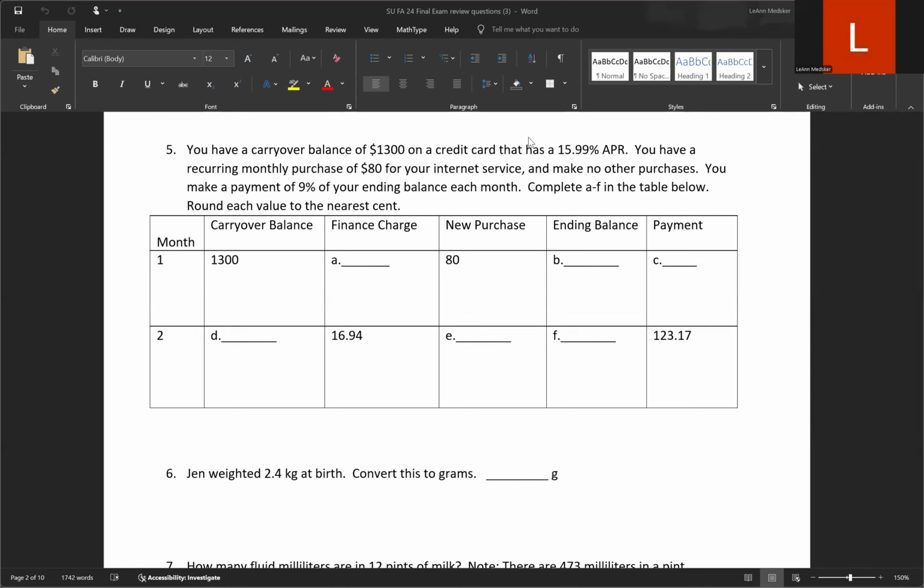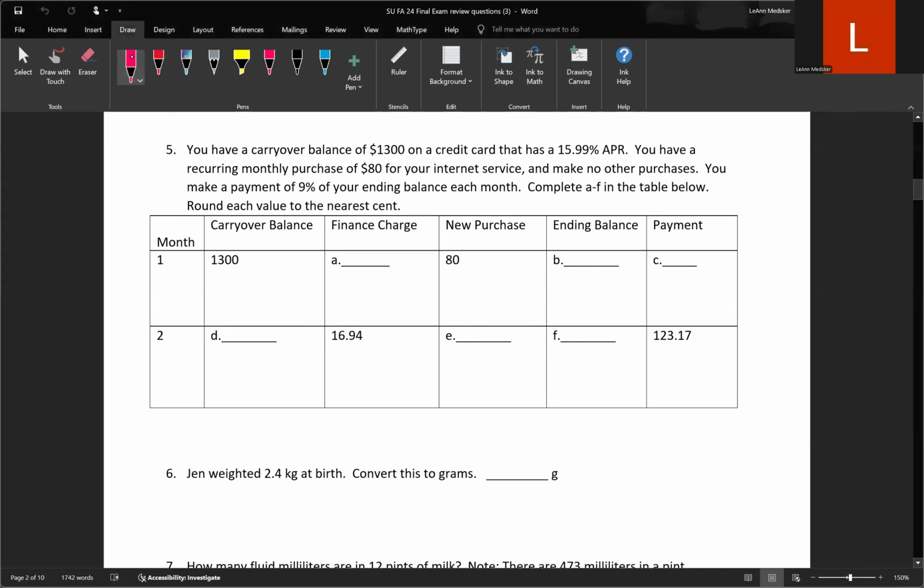You're going to make a payment of 9% of your ending balance each month. Complete the missing blanks on the table below, and we're going to be rounding each of those to the nearest cent. So to find your finance charge, that's this first part. You're doing essentially the simple interest formula. You take your carryover balance, you times it by the interest rate as a decimal.